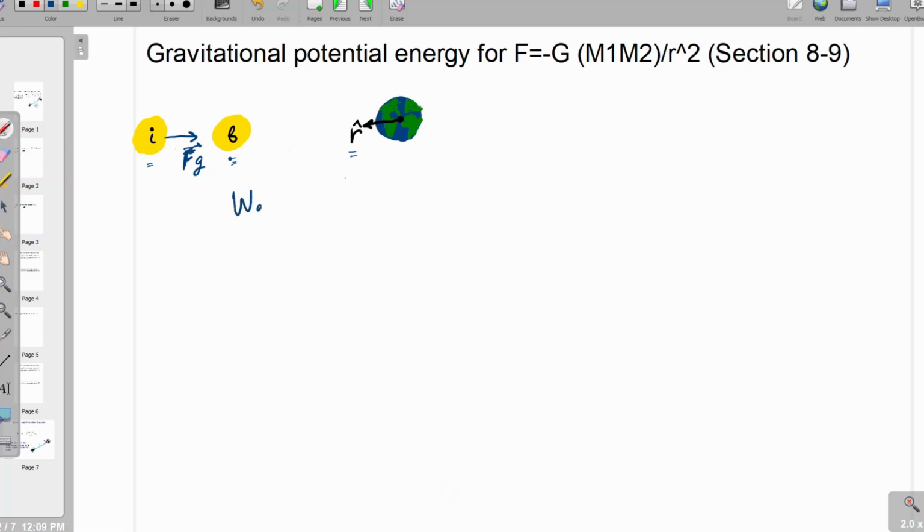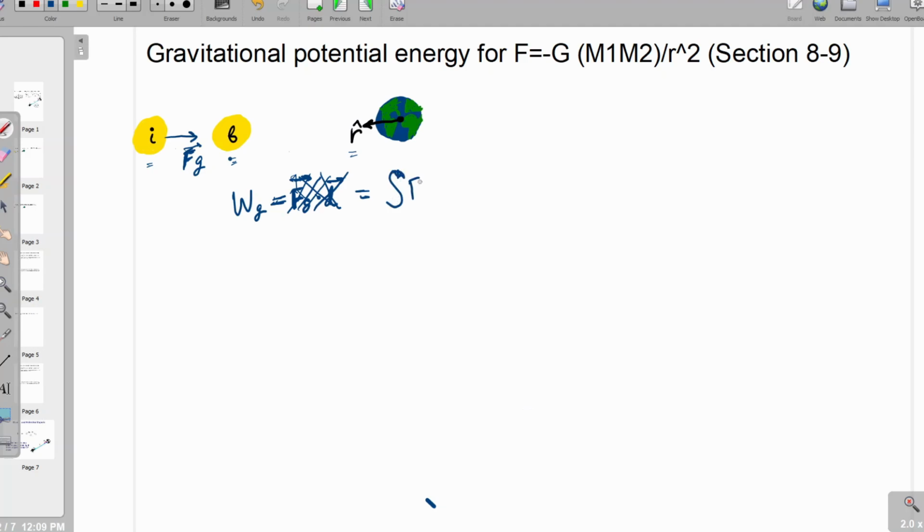The work that gravity does, you cannot use this simple form here, where you take the dot product between displacement and the force of gravity, because this is not a constant force. Of course, the magnitude of the gravitational force depends on the distance squared. So as this object moves in closer to the Earth, the force is going to change. The force will get stronger as it moves in. So that means that the force is not constant across the displacement. So this form will not work for us. We'll have to use the more complicated form.